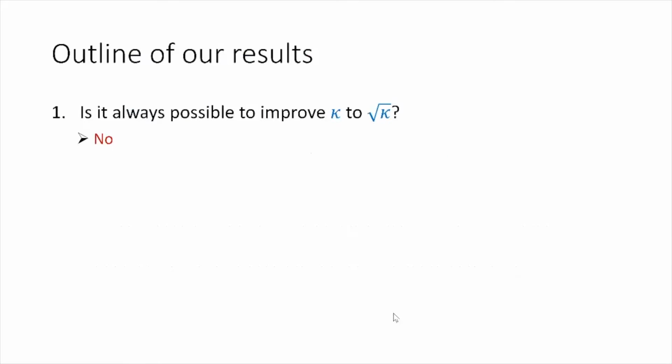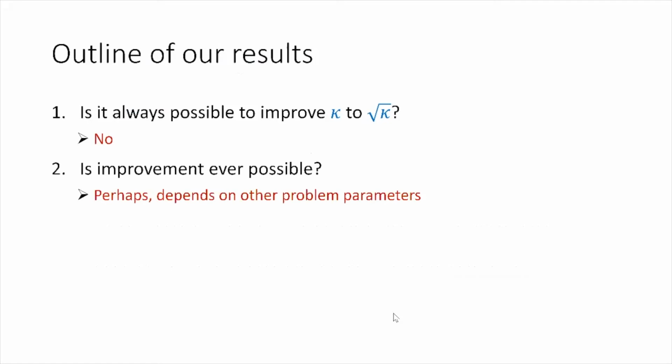Let me first give you an outline of our results. The first result is an impossibility result, which says that you cannot always improve the condition number dependence to a square root of the condition number. So this is a negative result. But at the same time, we would like to understand whether improvement is ever possible, and we are able to show that there are some settings where improvement is indeed possible.